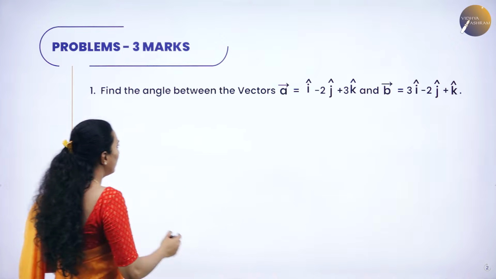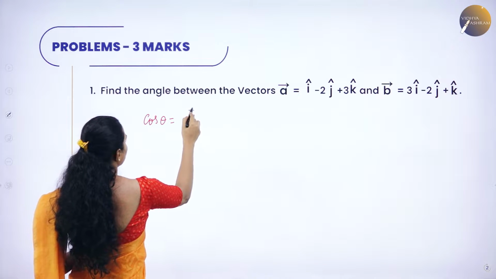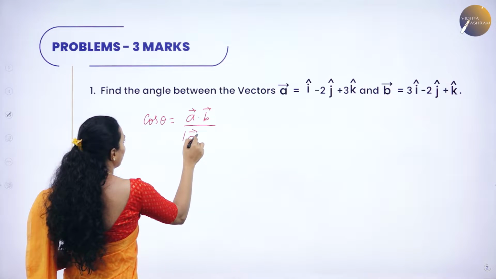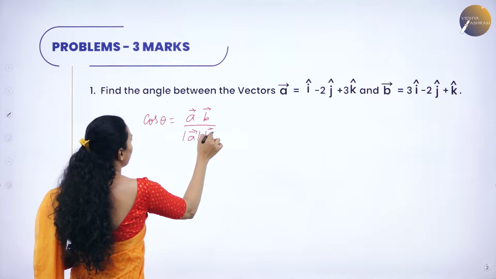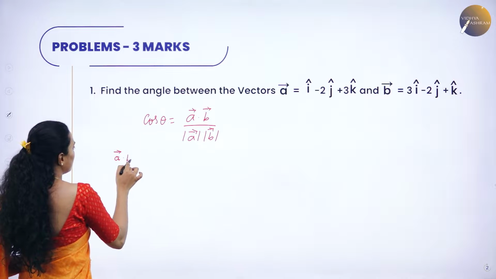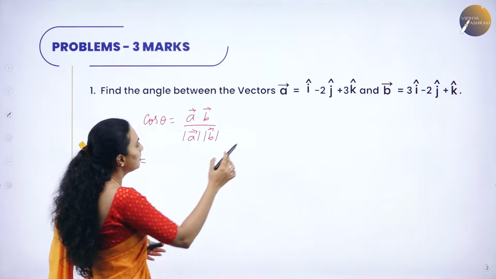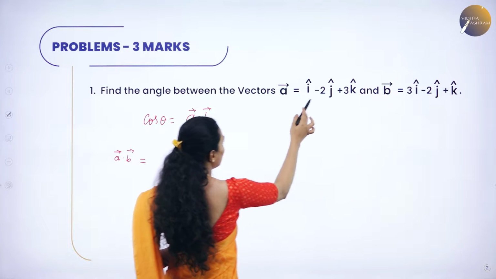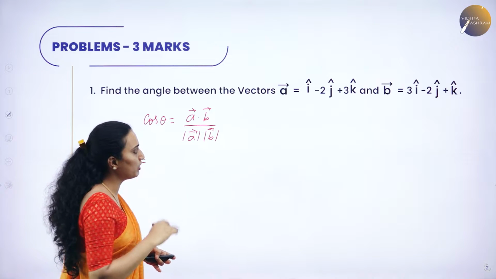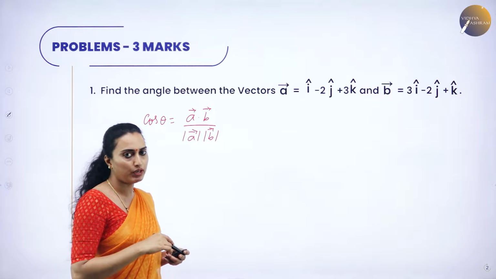Okay. Now here we'll be taking cos theta is given by A vector dot B vector divided by magnitude of A vector into magnitude of B vector, right? Now let us find out what is first A dot B vector. So A vector dot B vector is given by what? You are going to multiply the coefficient of i. Here it is 1 and here it is 3. Similarly, coefficient of j is minus 2 there, in B vector is also minus 2. Similarly, coefficient of k is 3 in A vector and coefficient of k is 1 in B vector.